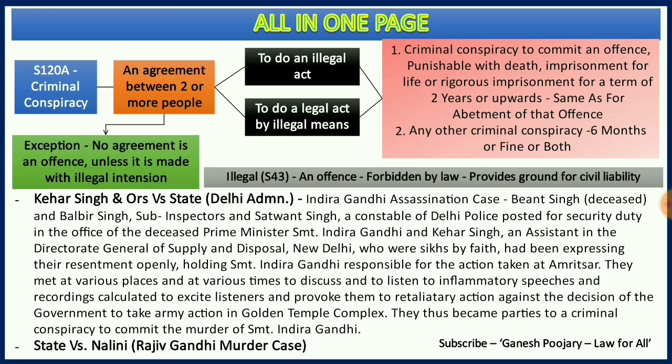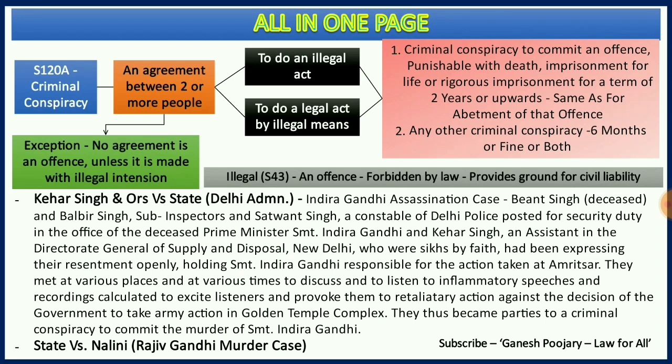On the other hand, a legal act by illegal means. Imagine A, B and C are planning to commit a theft so that they can get some money and give it to Mr. X, Y and Z who are poor people. Now they want to help poor people, that is a legal act. But how are they getting the money? That is with an illegal means, that means by committing theft. Now because there are more than two people and by illegal means they are doing something for a legal act, this is also a criminal conspiracy. I hope that is very clear.